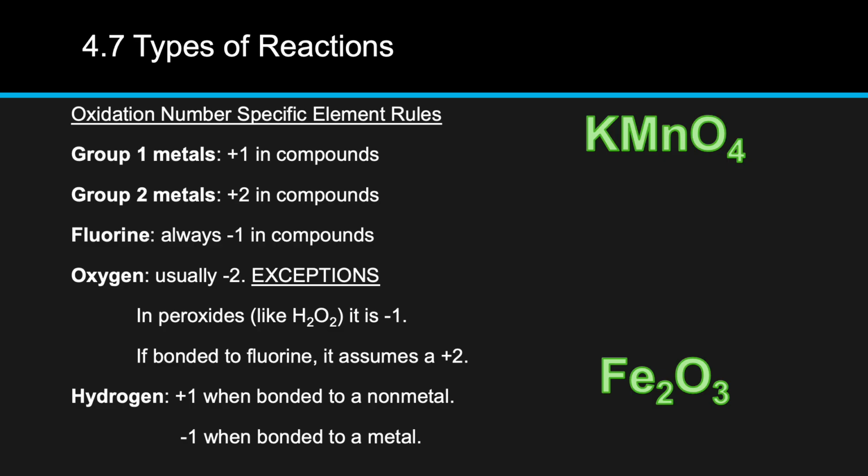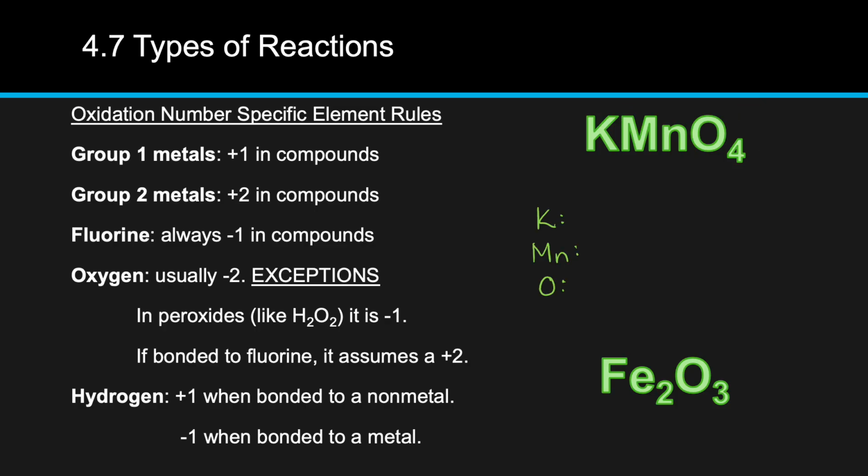First, we have KMnO4. Now you can do this 2 ways. You can do it as an entire neutral compound because it's neutral and we know it adds up to 0. We can do it that way, or since we already know K is a group 1 metal and it has a +1, we can just focus on MnO4, which we know is a -1 for the polyatomic ion. Either way works. I'm going to do both for you just so you can see what I mean.